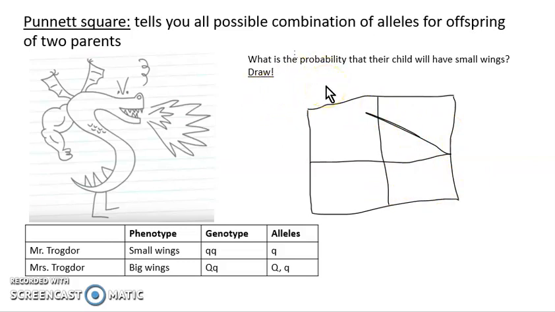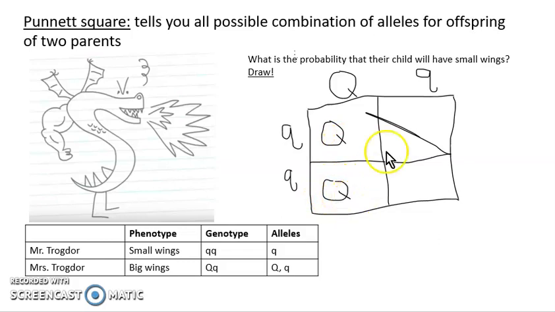So we're going to put the genotype, the alleles of Mrs. Trogdor, up here on top: big Q, little q. And then Mr. Trogdor will be on the side: little q, little q. Looks horrible, but that's okay. To fill it out, let's start with the big Q on top of this column. We're going to take it all the way down and write it in every square in this column.